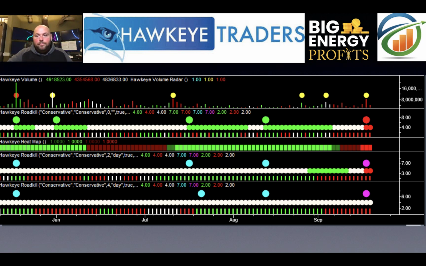at a 1-day chart. So when I get this nice setup here, I have a red trend entry on my current time frame. I have supporting volume, supporting trend, supporting heat map. Now I go to my next time frame, which is 2 days.